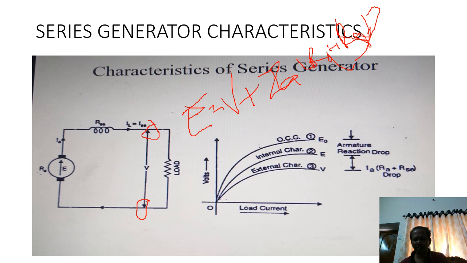The armature drop means Ra and the series resistance Rse, both in series, so you will get the drop Ia into Ra plus Rse, armature current into the sum of the armature and series resistances. This gives the drop between curve 2 and 3, right? So you know the equation already.